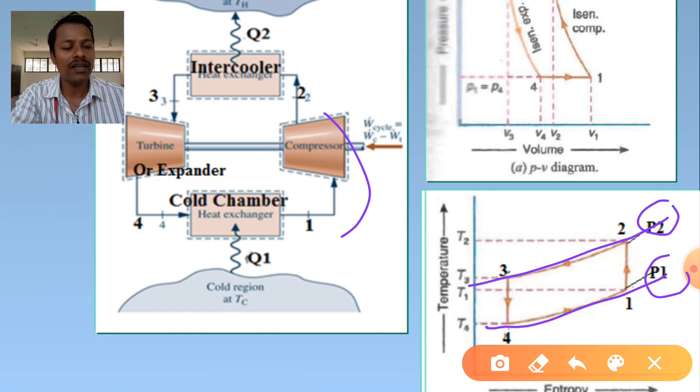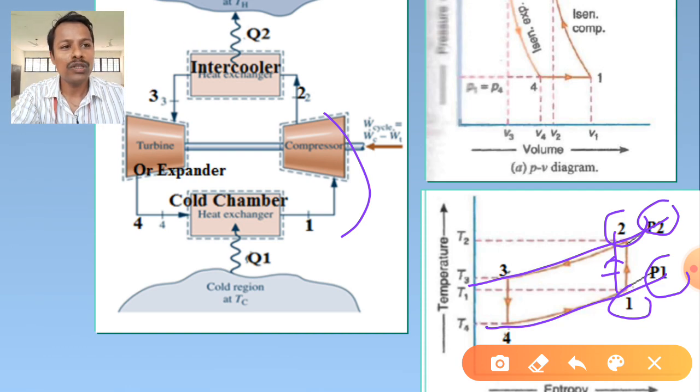Isentropic means constant entropy, and a constant entropy line is a vertical line on the TS diagram. So 1 to 2 we represent as vertical. We are compressing from P1 pressure to P2 pressure inside the compressor. This is the first process that we represented.